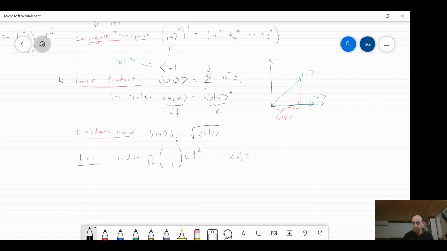And now we want to know, well, first let's do, what is bra psi? Well, remember what we do is we take the transpose of the vector. So first of all, the constant in front doesn't change in this case, it's a real number. And so we're going to write 1, i. And the next thing we have to do is take the complex conjugate entry-wise. And so the complex conjugate of i is minus i. So that's bra psi. And now that I know that, I can compute, therefore, the Euclidean norm of psi.